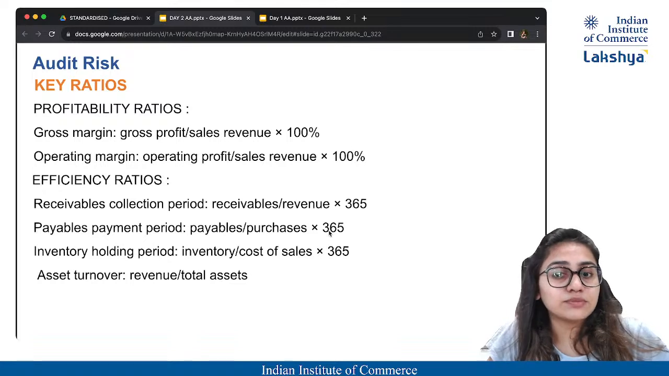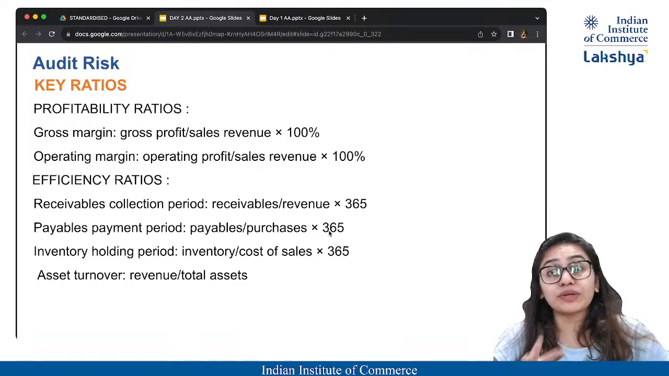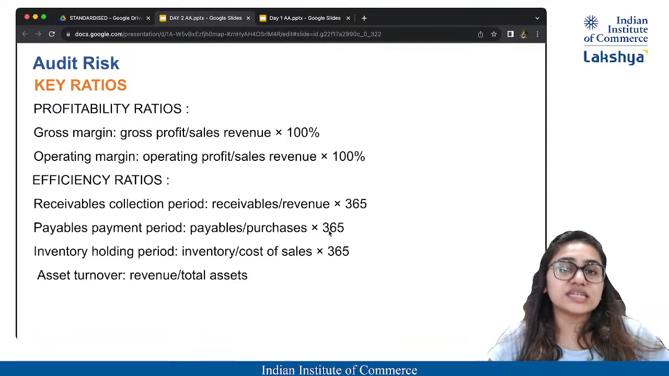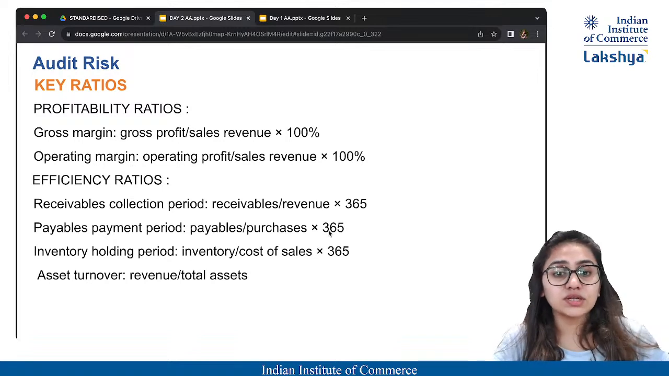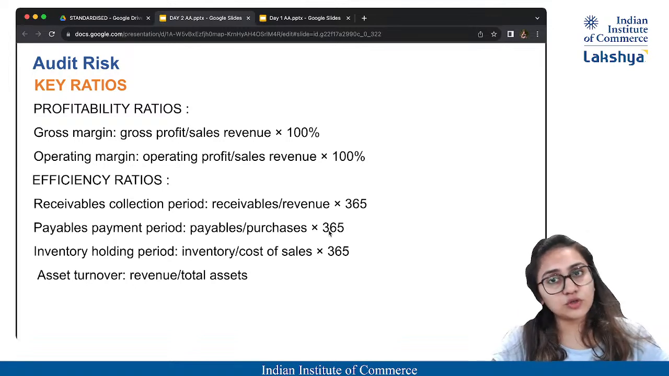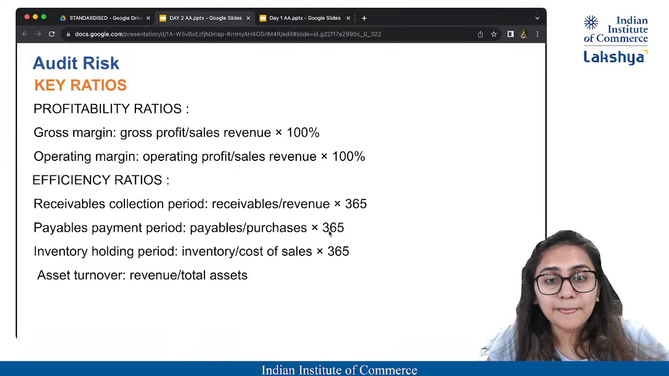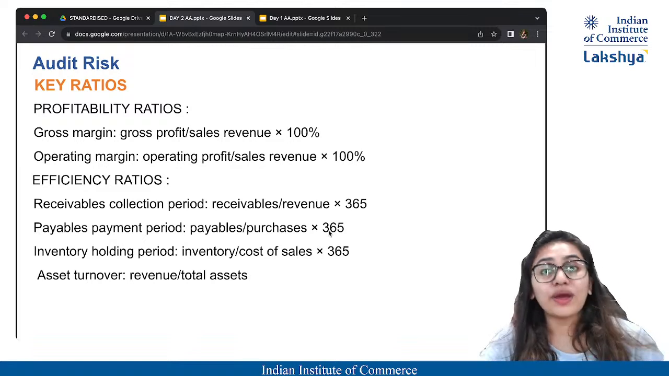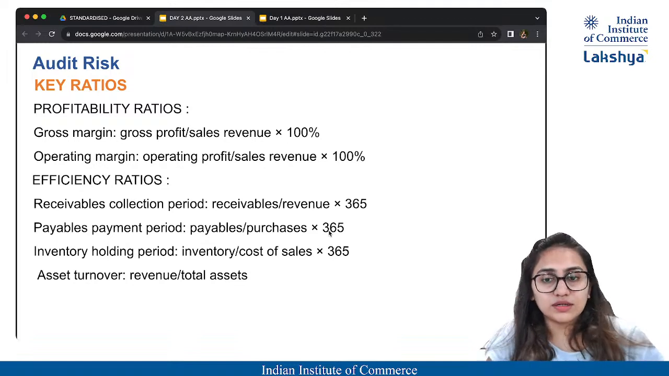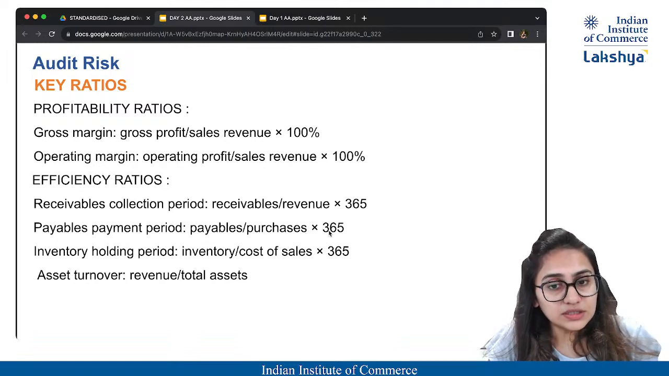Then the operating profit ratio. Operating profit margin will give you an idea of your operating profit to the sales revenue. So how much profit you're making in your operations in relation to your sales revenue, into 100. Then next will be your efficiency ratio. How efficient are you in the business? Receivables collection period, receivables upon revenue into 365.